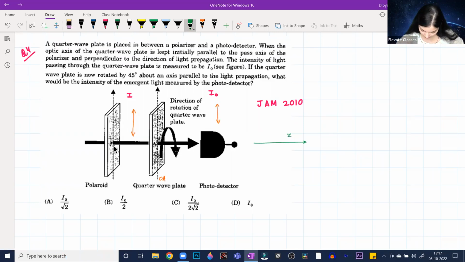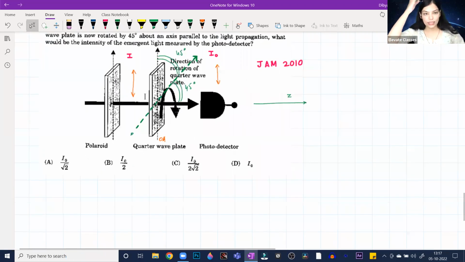So now I'm rotating the pass axis like this, so that now this angle is equal to 45. This is what the question is telling me. So that means this angle is also 45. So अब ये करने के बाद में क्या हो जाएगा, अब मैंने 45 डिग्री पर रोटेट कर दिया ऑप्टिक एक्सिस को. दिस इज द न्यू ऑप्टिक एक्सिस.